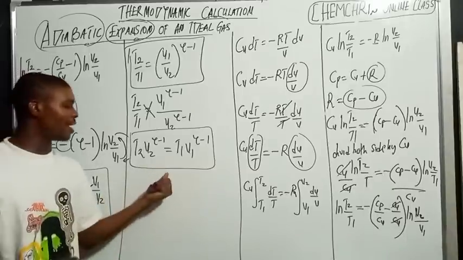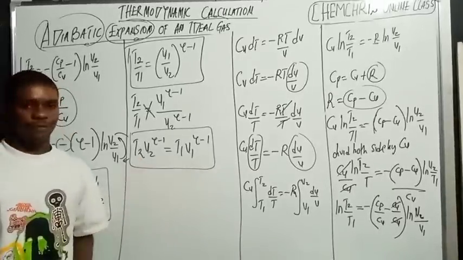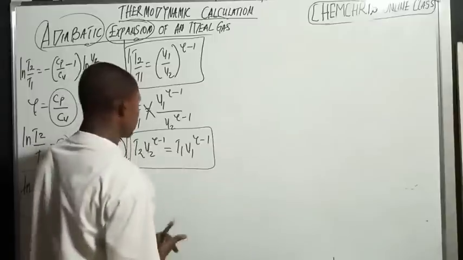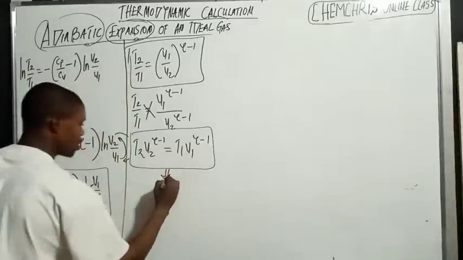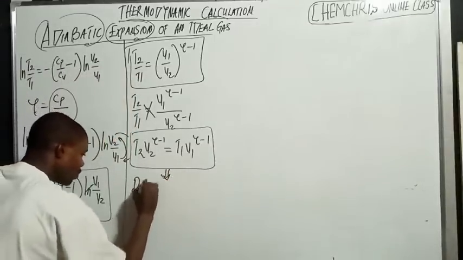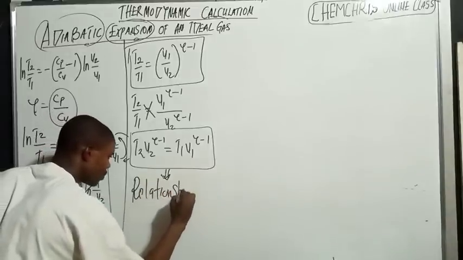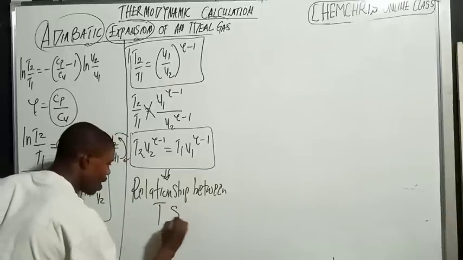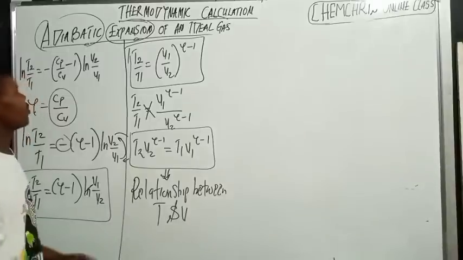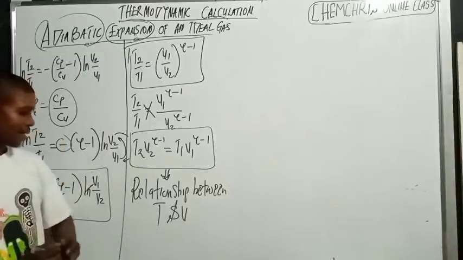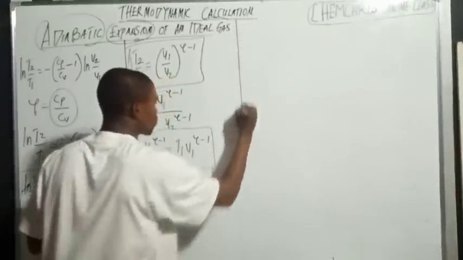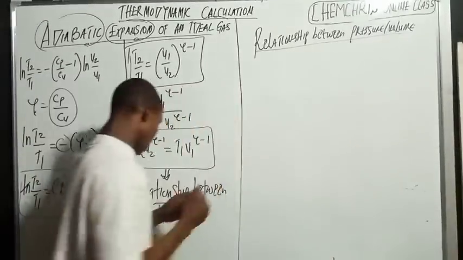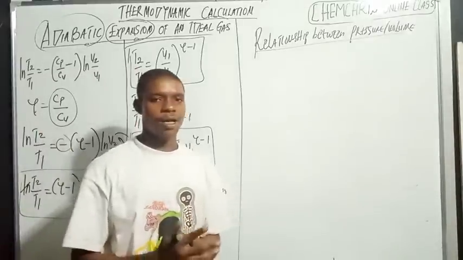This one is the relation between temperature and volume. So now we have to derive the relationship between pressure and volume. We're talking about adiabatic expansion of an ideal gas. Now let's look at the relationship between pressure and volume. We have to use the general gas equation.